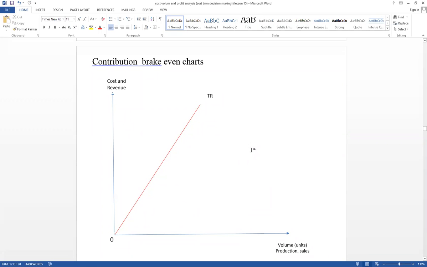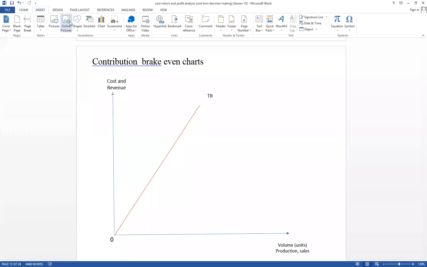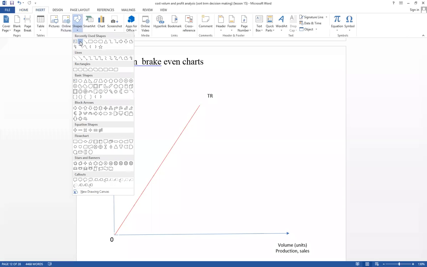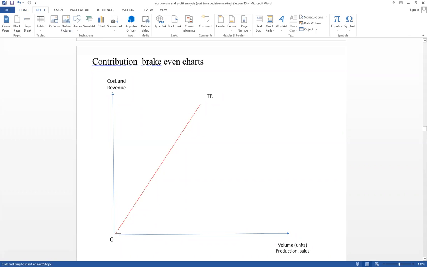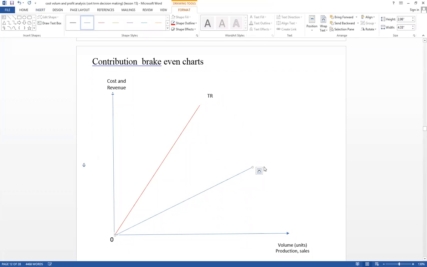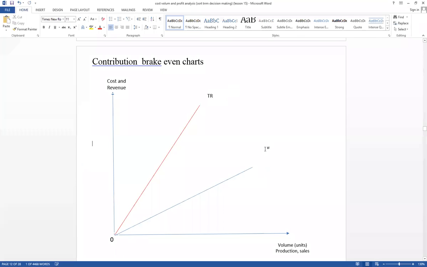And total variable cost, think about it. Total fixed cost no need to draw in contribution break-even point charts. Total variable cost also varies with the quantity. It starts from zero, and it varies with the quantity. But variable cost is lower than the total revenue. Therefore, like this. This is the total variable cost. It is not available in traditional break-even point charts. Therefore, this is the total variable cost.